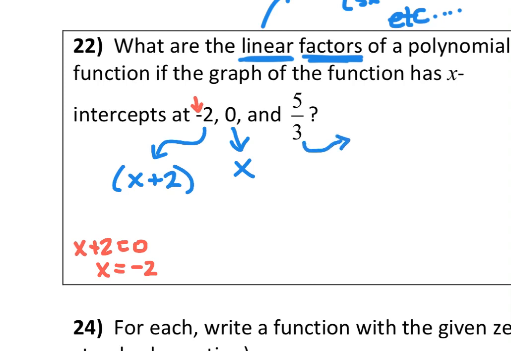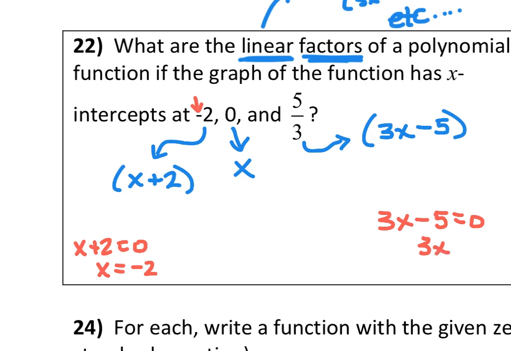And then this one, you're not going to write x minus 5/3. What you want to do is think of where that 3 would go. I'm going to give you 3x minus 5. But if you think about this, in backwards, 3x minus 5 equals 0. So 3x equals 5. And then divide both sides by 3, and x equals 5/3.